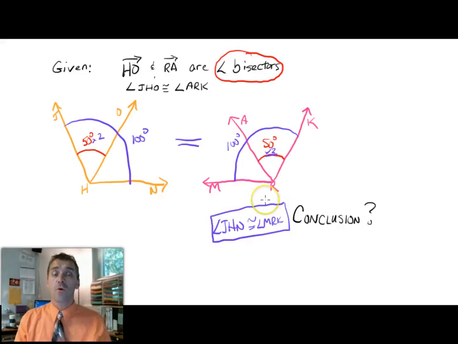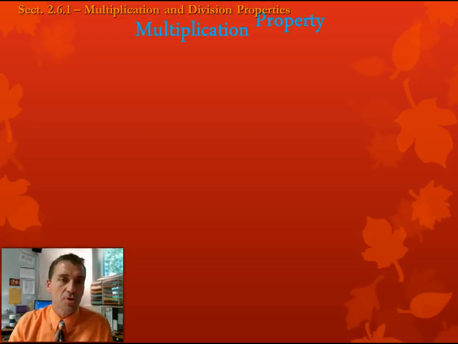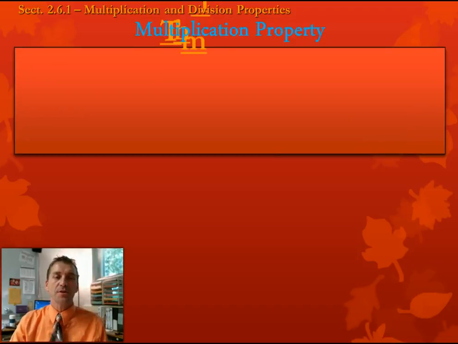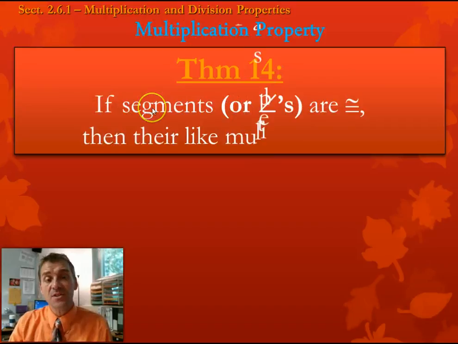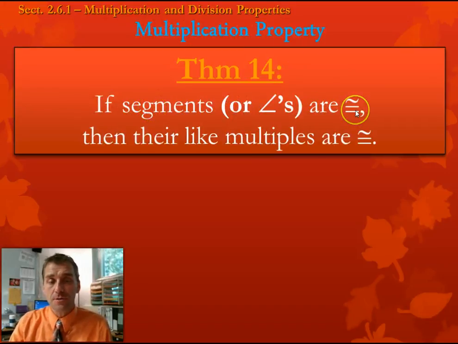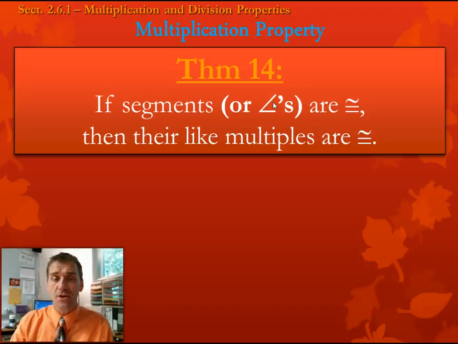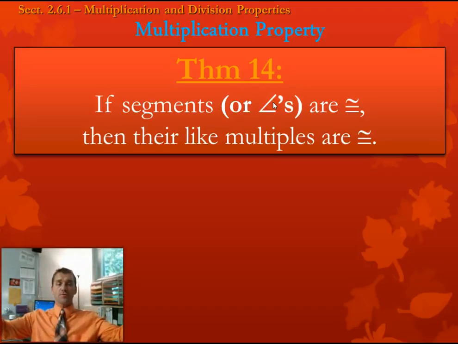Your reason would be the wording of the multiplication property. So let me go back to the PowerPoint, and you can write down what the multiplication property is, and then we'll move on to division property. So here is your wording of the multiplication property. You can see on the screen here, it's theorem 14. It says, if we have segments that are congruent, then their like multiples are congruent. It's like the first example I just gave you. Or the second example, if I have little angles congruent, then I can conclude that their bigger multiples are congruent.